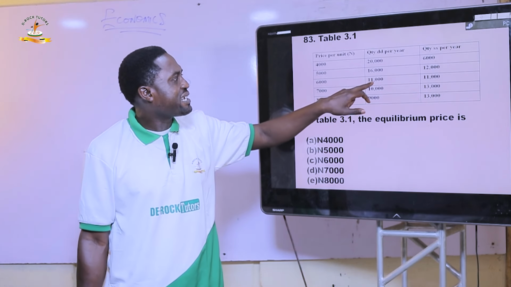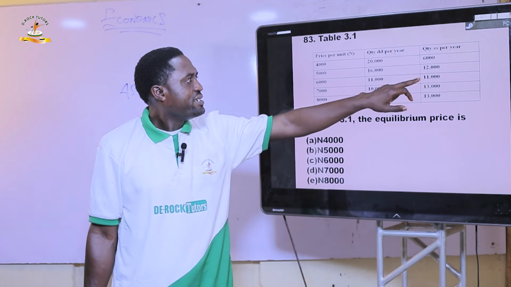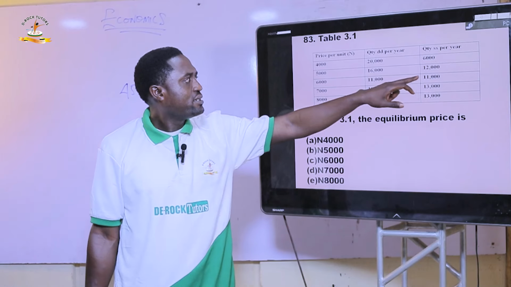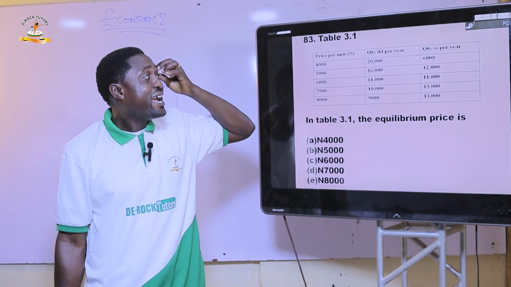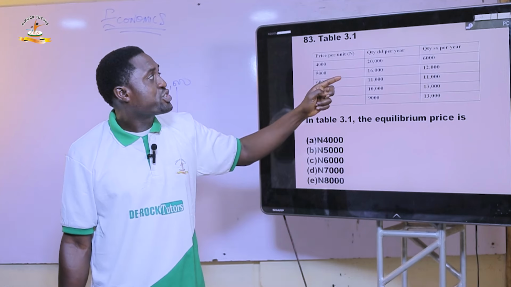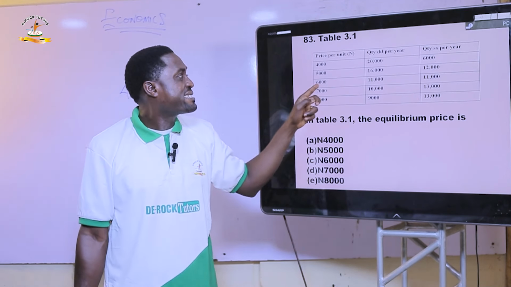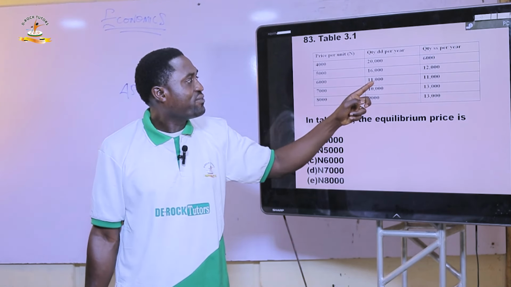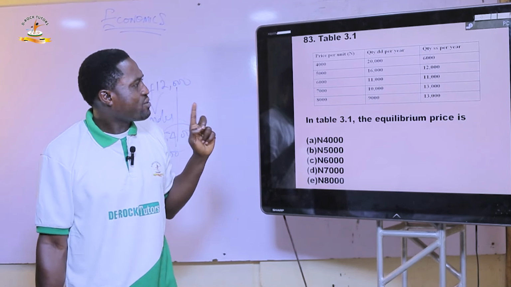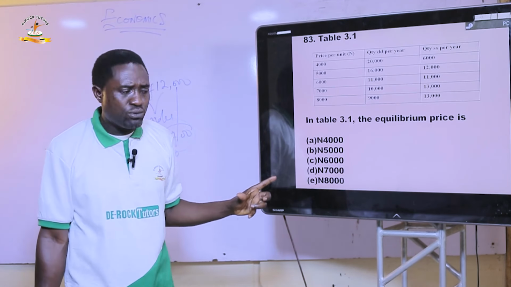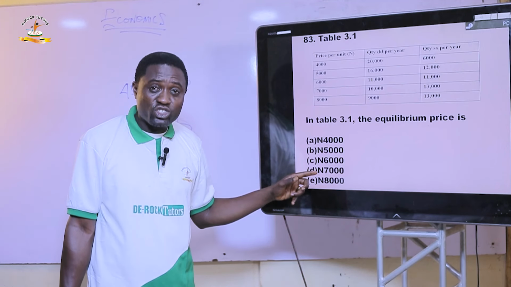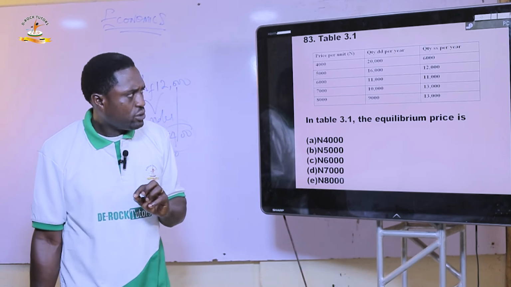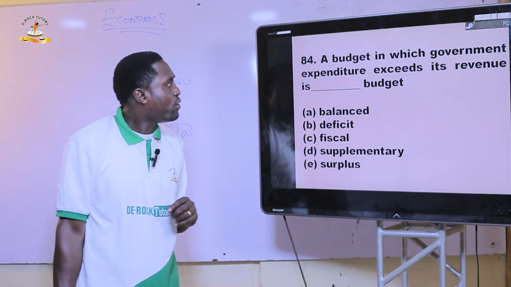We can see that 11,000 is here, 11,000 is here. This is the only one that has 11,000, 11,000. The price at which quantity demand equals quantity supply is 6,000, where we have 11,000, 11,000. So that is why the equilibrium price from this table is 6,000 naira. So the equilibrium price is 6,000 naira. Hope it's clear. So the next question, 84.